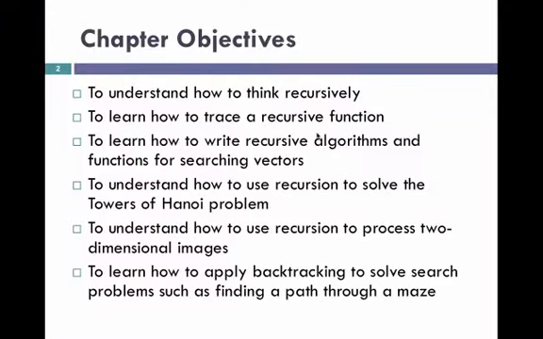In this slidecast, we'll talk about recursion. The objectives are to learn how to think recursively, how to trace a recursive function, how to write recursive algorithms and functions for searching vectors, how to use recursion to solve the Towers of Hanoi problem, how to use recursion to process two-dimensional images, and how to apply backtracking to solve search problems, such as finding a path through a maze. The programming lab you'll do for this chapter will be a maze problem.